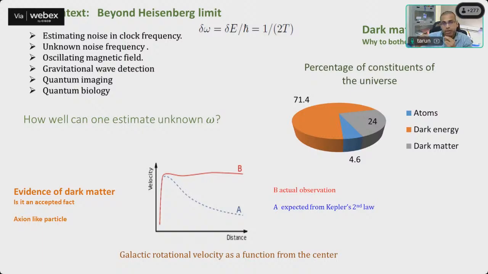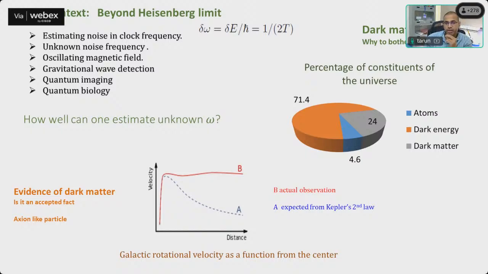We can estimate the noise in the clock frequency, which is reducing the precision. We can also estimate some unknown noise frequency, which is disturbing our systems. And also in case of dark matter, there are different kinds of dark matter, like weakly interacting massive particles, axion like particles. Those whose mass range is in kilohertz, it is also possible to detect them if you improve the precision. And then gravitational wave detection is another thing. If you remember, the signal to noise ratio is very poor. So if you are increasing the precision, meaning you are increasing the signal to noise ratio, so that you can detect your signal very well. And also in quantum imaging, quantum biology.